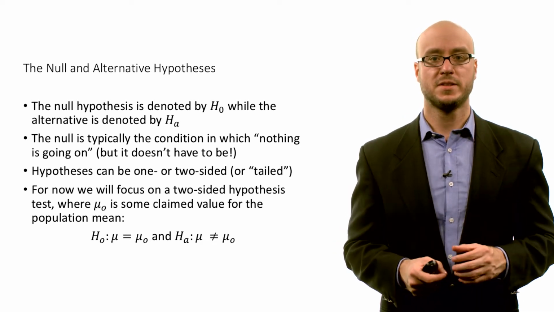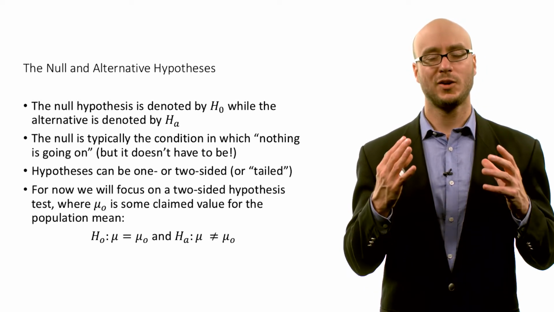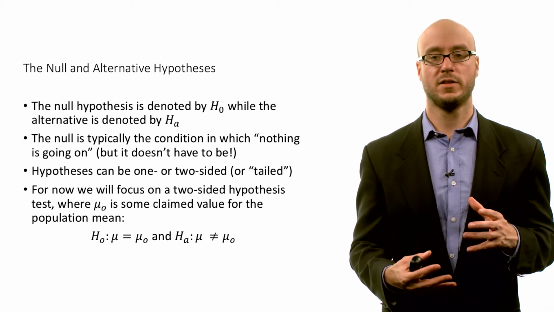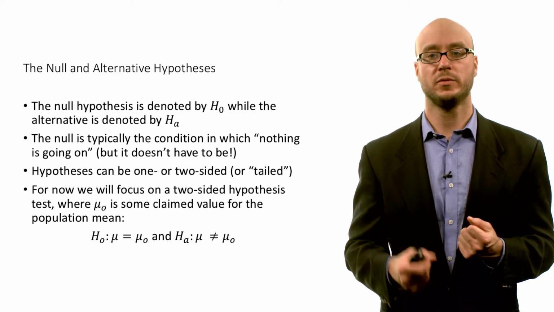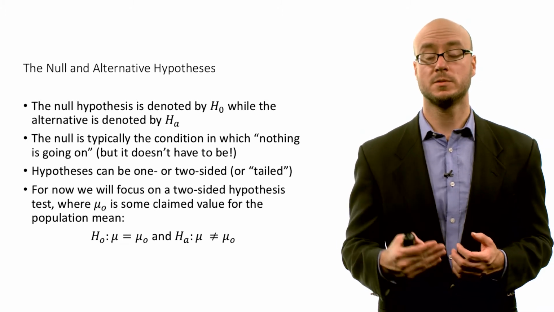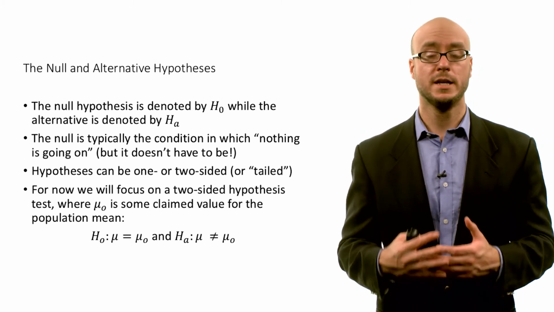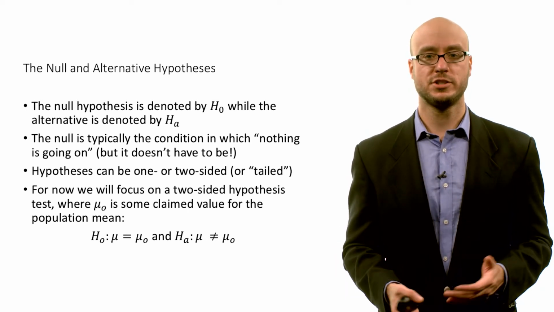For this kind of hypothesis test we're examining right now, we want to test some claimed value for the population mean. So the null is that the population mean equals some claimed value. The claimed value of the population mean we express as mu subscript 0, or mu naught. Somebody might say, I think the mean in the population is 20.